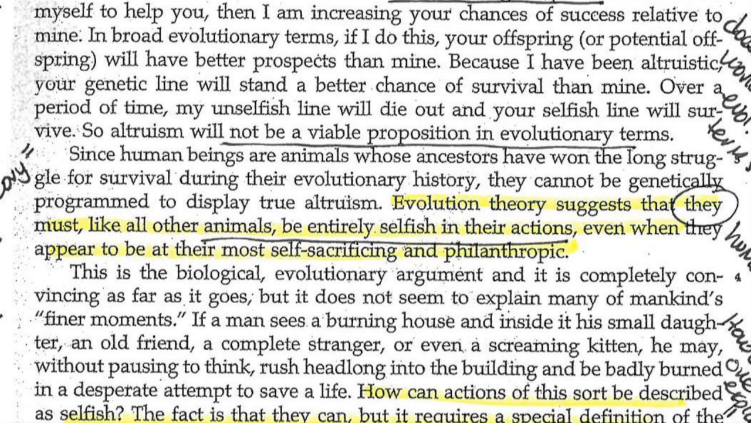So I just want to show you a couple of quotes that I thought were important in chunk 1. I don't want you to over-highlight or pick too many quotes. In chunk 1, I picked 2, 3 quotes. The first one was in paragraph 3. It begins, "Evolutionary theory suggests that they must, like all other animals, be entirely selfish in their actions, even when they appear to be the most self-sacrificing," and that's hard to say, philanthropic. So to me, this seemed like a very important quote.